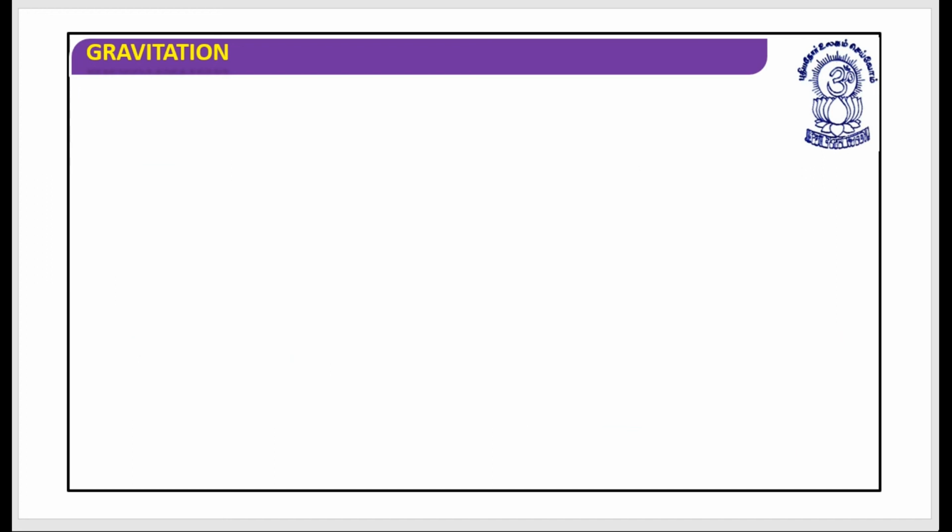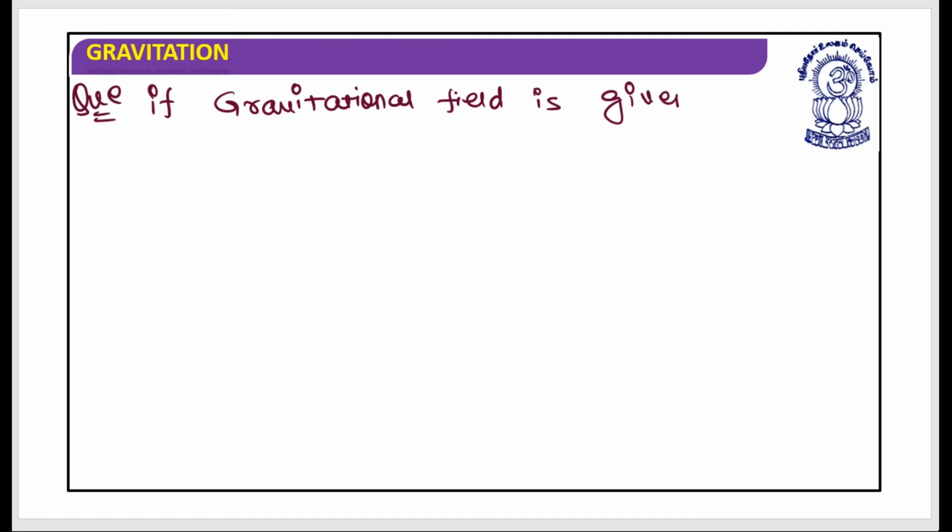Let's suppose the question says that if the gravitational field is given as E equals 4x i cap plus 4y j cap, in Newton per kg.